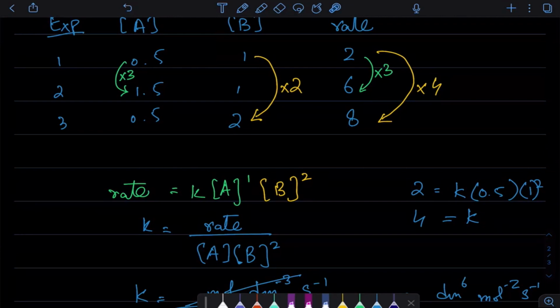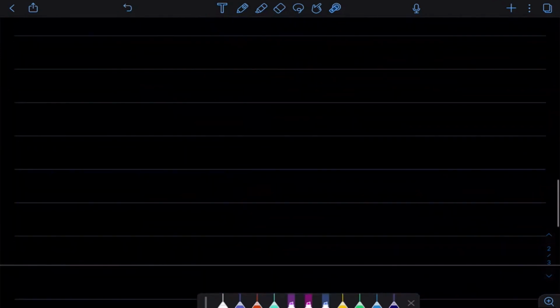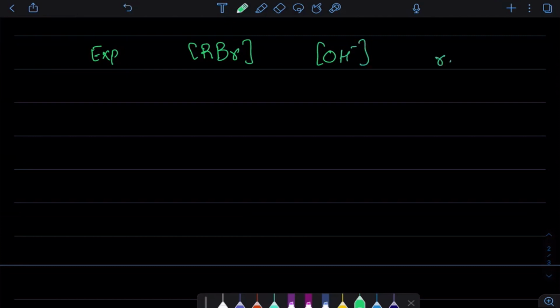Any issues? Okay, now let's do a question. So I have this experiment. One reactant is RBr, one reactant is hydroxide minus ion, and this is my rate.